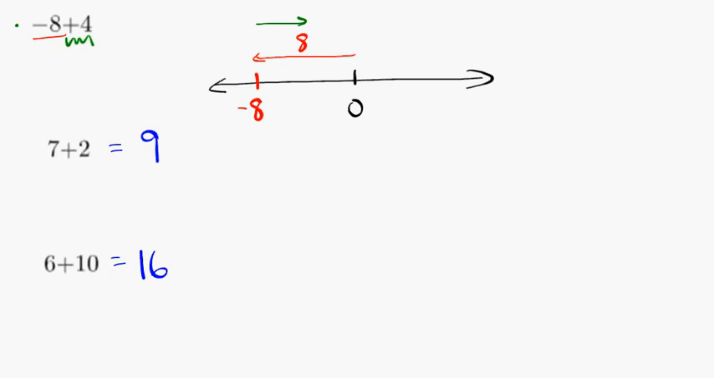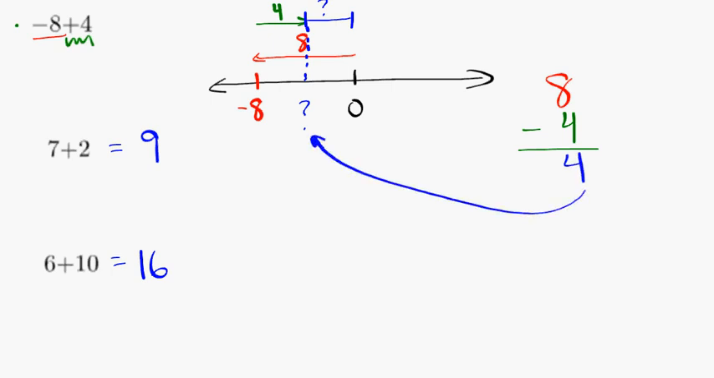So if I draw an arrow that takes us to the right 4, we are going to end up somewhere in between 0 and negative 8, because 4 is smaller than 8. So what is this remaining length? Well, the big number, which is 8, subtracted by that smaller number, which is 4, is going to be 4. So we end up at a negative 4. So negative 8 plus 4 is negative 4.